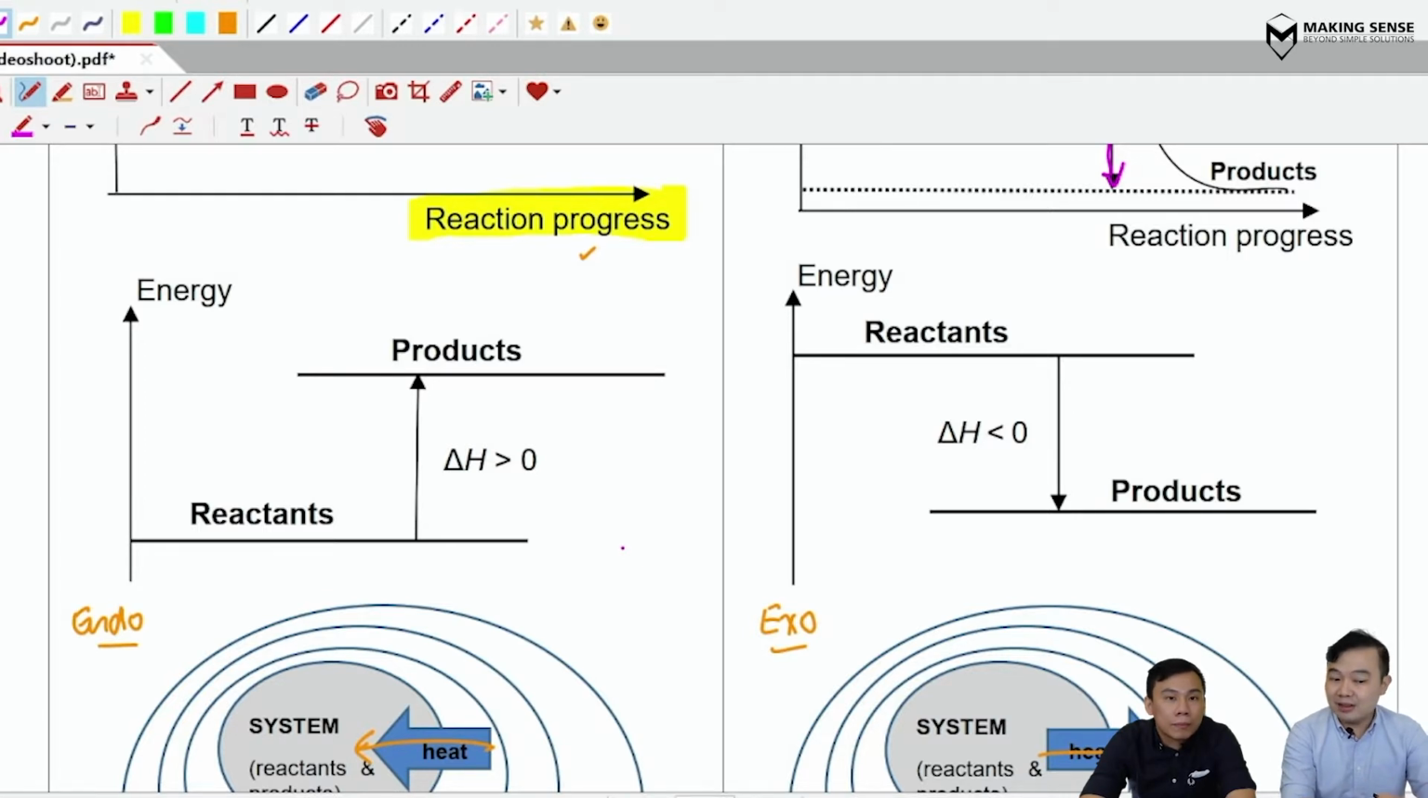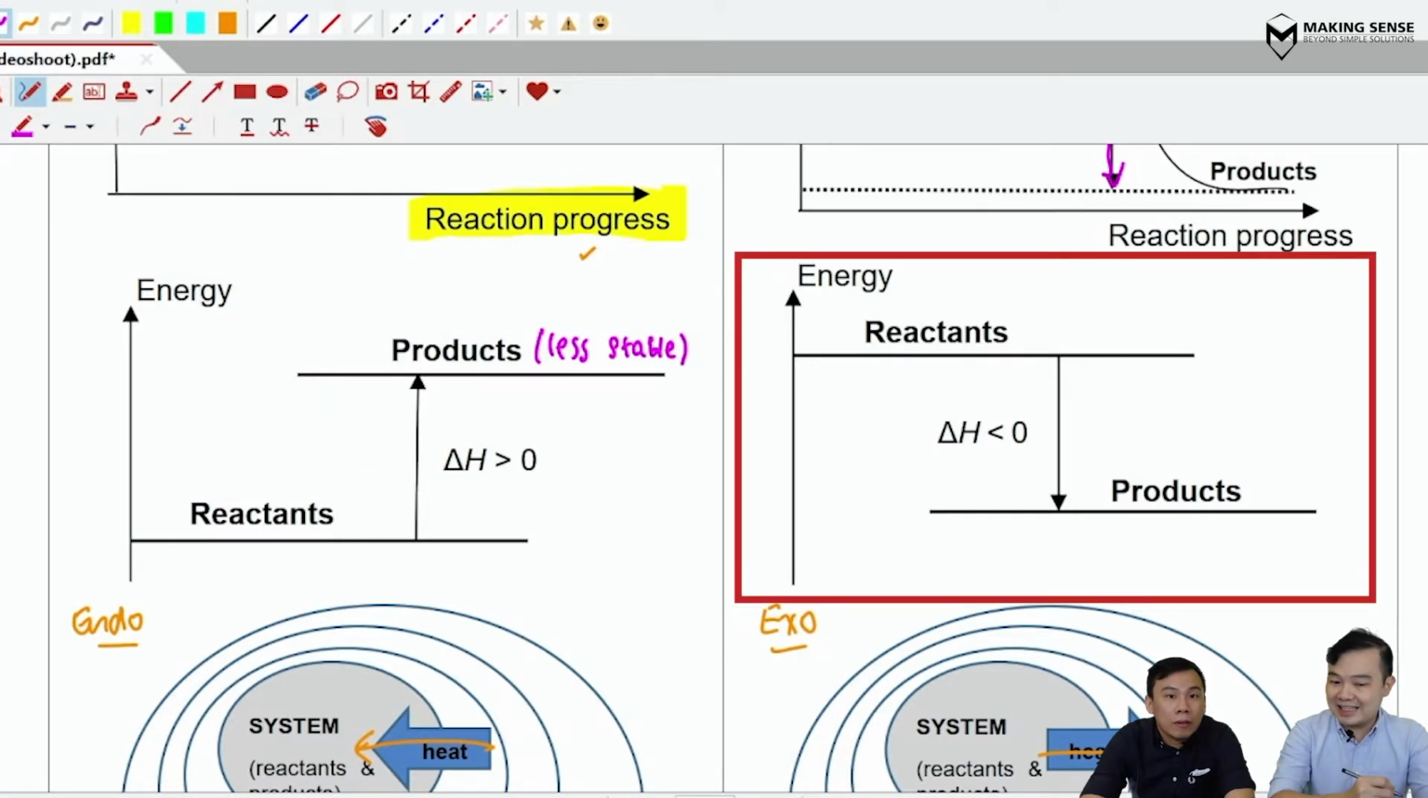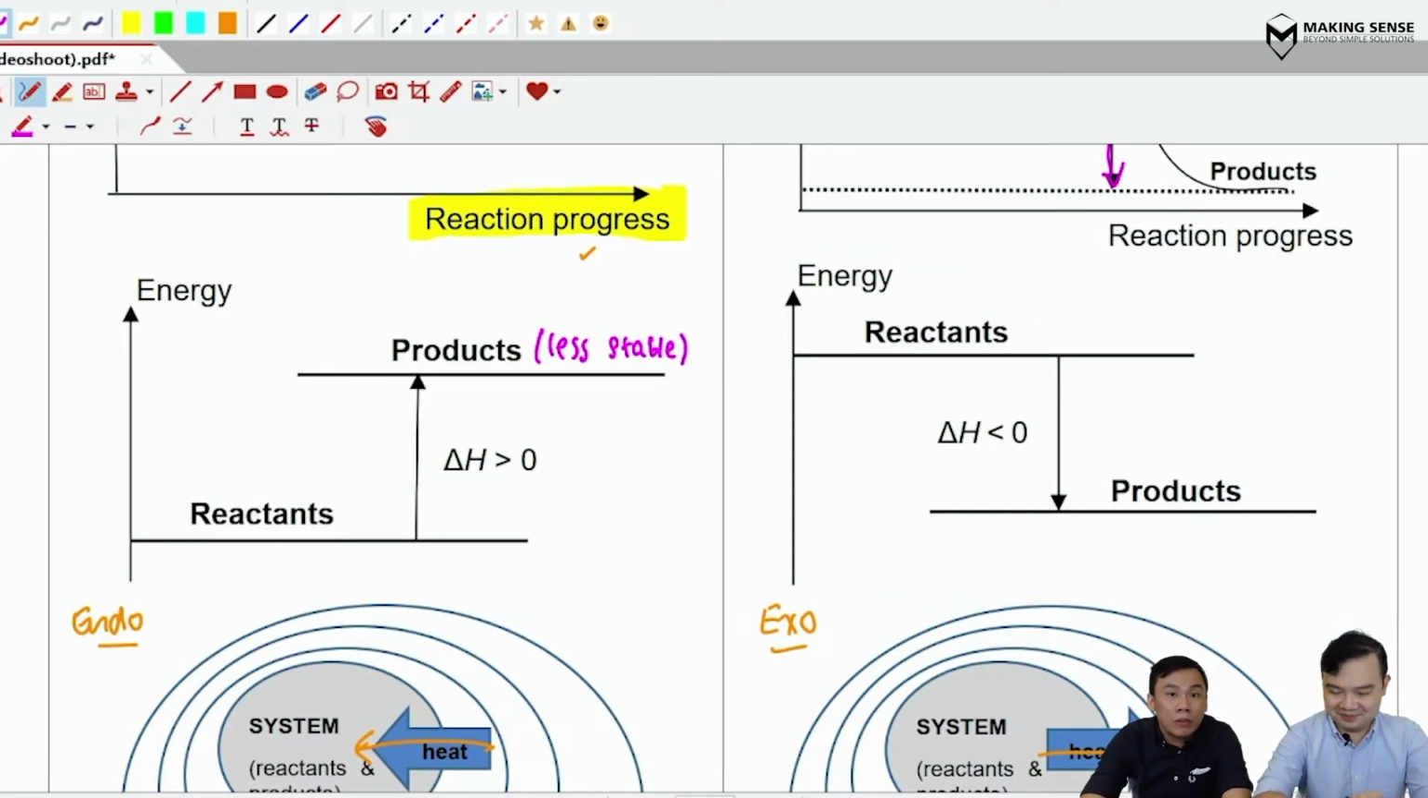So if I take a look at the endothermic reaction, the product has a higher energy level, so it will be less stable. That's right. And conversely, if you talk about your exothermic, who will be the one that's less stable? So the product is of a lower energy level, so it's going to be more stable. That's so right. The reactants will be less stable. That's right.